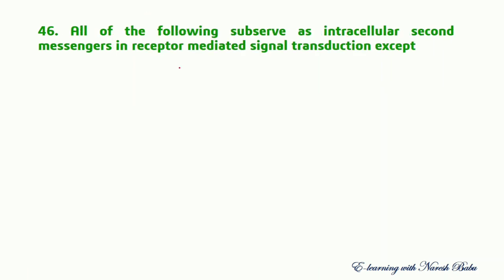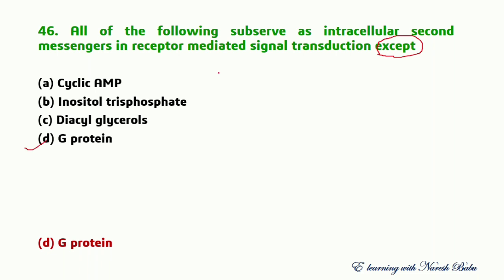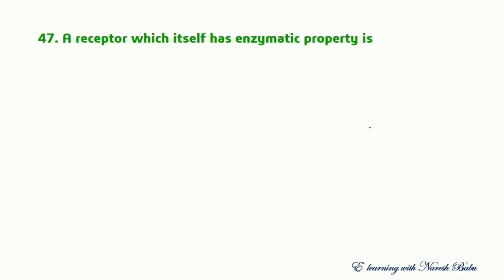So next question: all of the following serve as intracellular second messengers in receptor mediated signal transduction except, among the given options, the one which is not a second messenger. Examples: cyclic AMP, inositol triphosphate, diacylglycerols, G protein. So G protein is the answer. It is a protein; the others are chemical messengers.